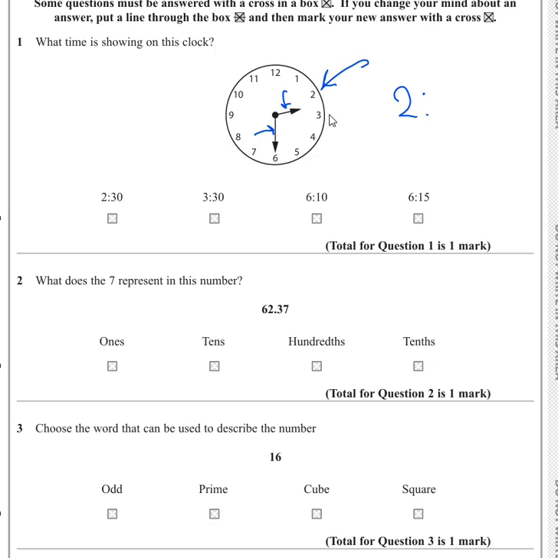So it is 2 something, and jumping from any number here, we have 5 minutes. All right. So now we can see 5, 10, 15, 20, 25, 30. That means this is 2 and 30. This is my answer. Now, what does 7 represent in this number?